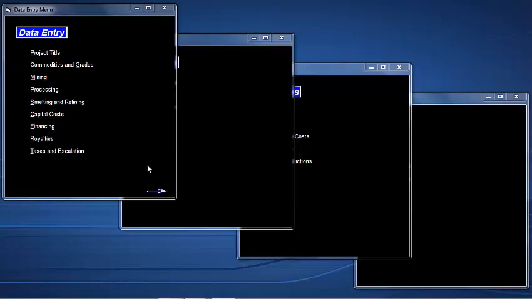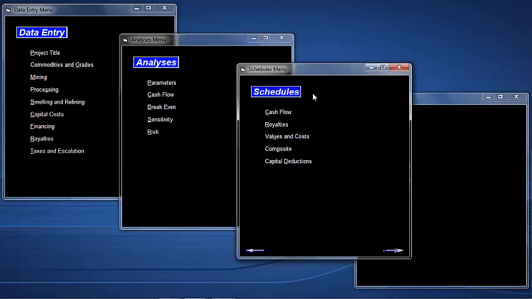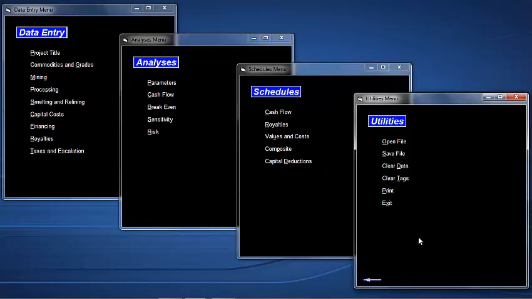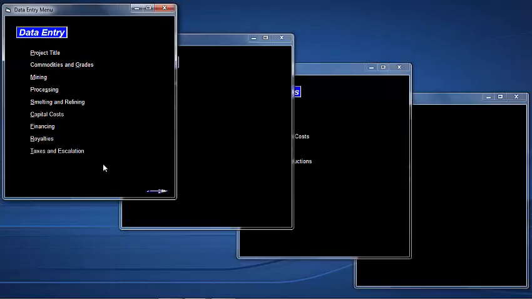The program presents as 4 separate screens, 4 separate data menus. One is for data entry, one is for analyses, one displays schedules, and the final is the utilities menu. These menus are always on the screen, and that way users are able to find which specific entry screen they're looking for at any time.